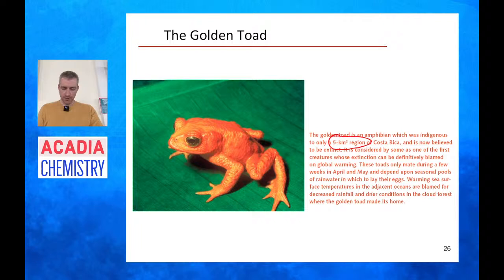So warming surface temperatures in the oceans changed the rainfall cycles and created this issue. And this is being played out all over the world, maybe not as dramatically in terms of full extinctions at this point, but certainly it's something to expect down the road.